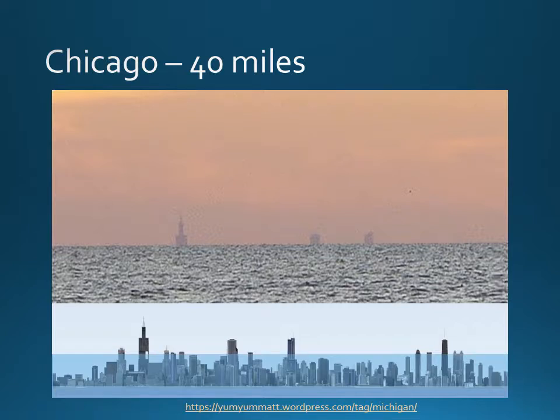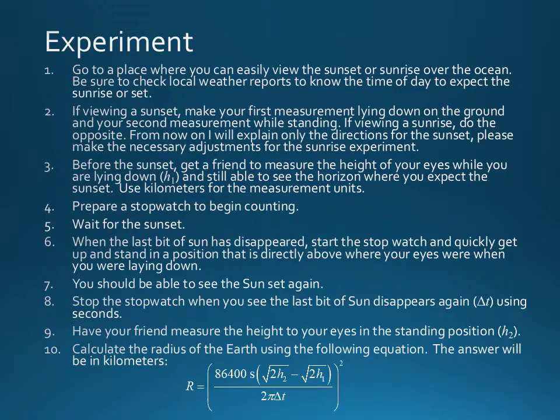Here is an experiment that you can perform. Go to a place where you can easily view the sunrise or sunset over the ocean. Be sure to check local weather reports to know the time of day to expect the sunrise or sunset. If viewing a sunset, make your first measurement lying down on the ground and your second measurement while standing. If viewing a sunrise, do the opposite.